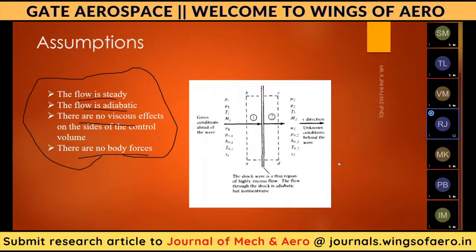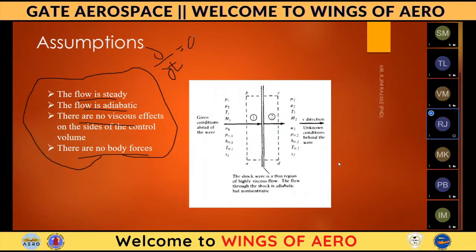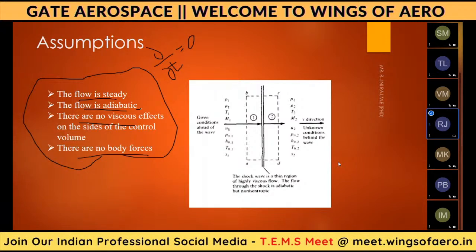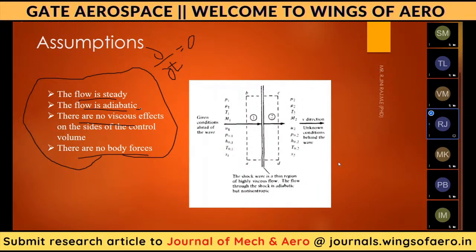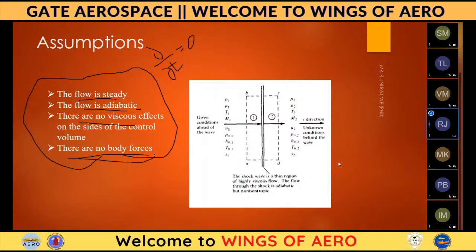The flow is steady means ∂/∂t is equal to 0. So if the flow is steady, ∂/∂t is equal to 0. And second, the flow is adiabatic. That means there is no heat entering or leaving the system. The third is there are no viscous effects. That means the flow should not have any frictional effects or shear stress effects in the control volume. Then the fourth is there are no body forces. That is, in the energy equation and all, we should neglect the body forces.